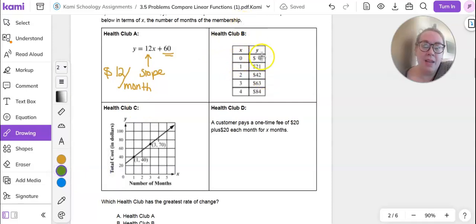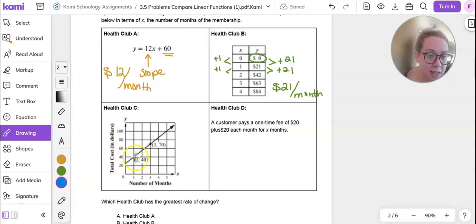Health Club B, no startup fee, $0, and then you just pay per month. So it looks like it went up 21 and continued. Yep. So this is a little more expensive per month, but it doesn't have a startup fee because it's $0 if you go 0 months.